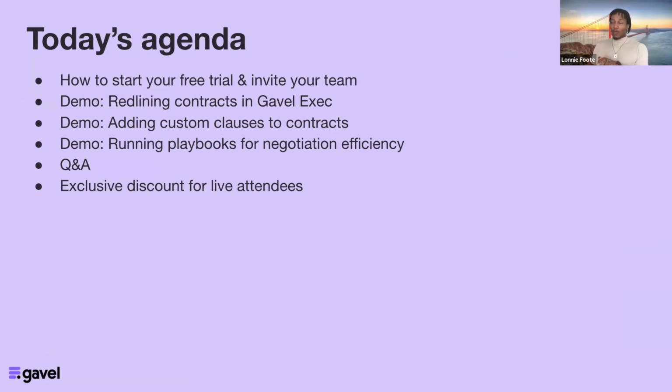So first, we've already talked about the free trial, and you can invite your team on there, and I'll show you how to do that. And then I'll show you what it's like to redline contracts in Gavel Exec, because there's a few different ways you can do that. And then I'll show you how to add custom clauses to your contracts. And then I'll show you how to run playbooks for negotiation efficiency. And then we'll open it up for any questions you have.